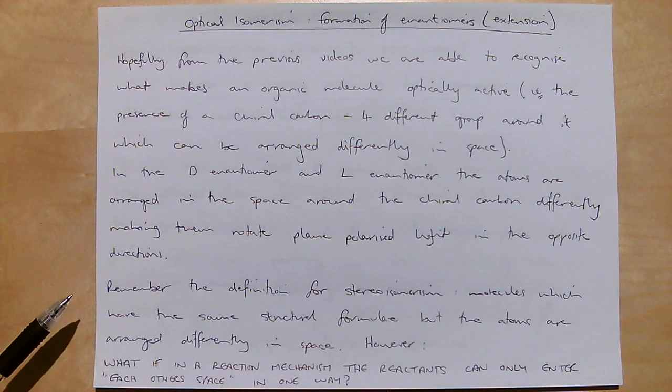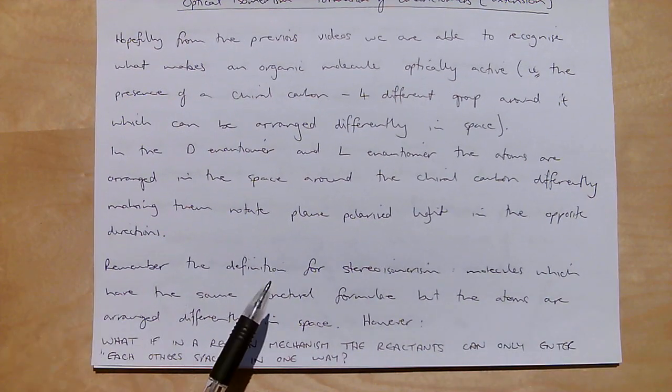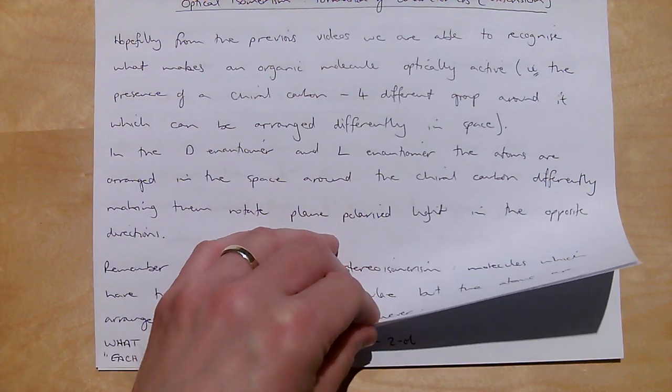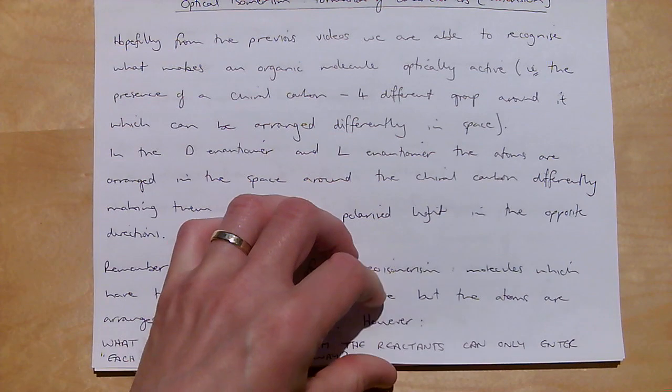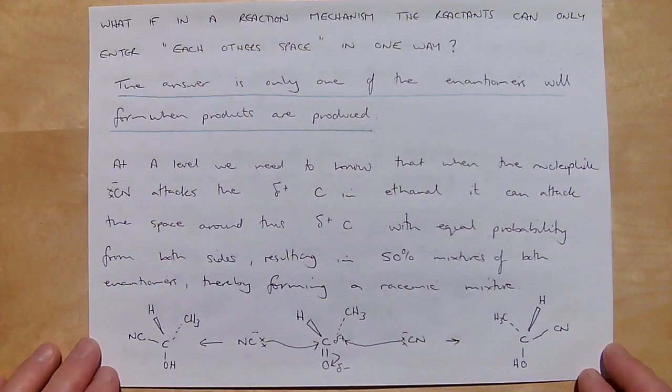So let's have a look at the definition of stereoisomerism now as well. Remember the definition for stereoisomerism: molecules which have the same structural formulae but the atoms are arranged differently in space. However, what if in a reaction mechanism the reactants can only enter each other's space in one way? So this is the big question, and this is the extension question. So let's have a look at that question again.